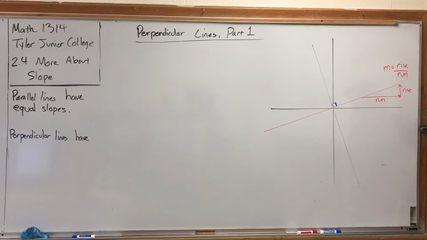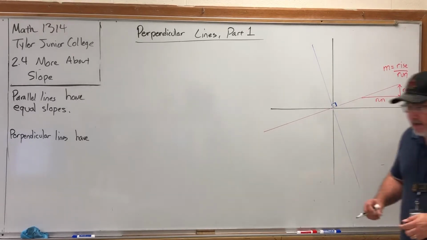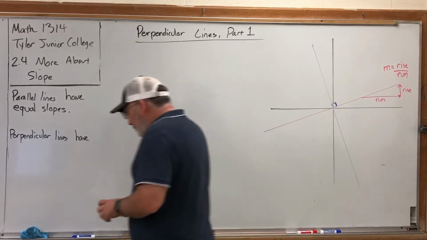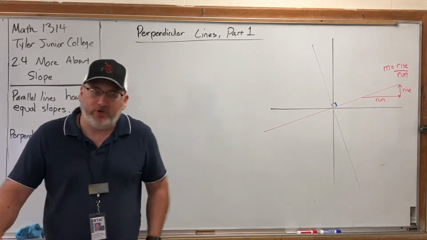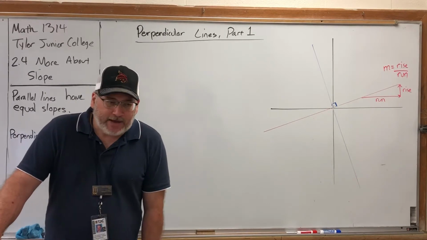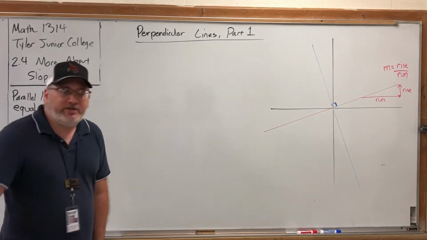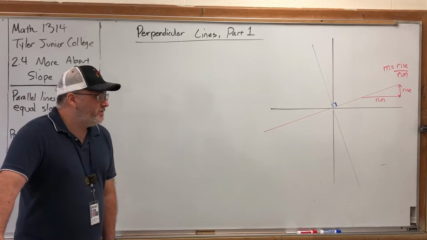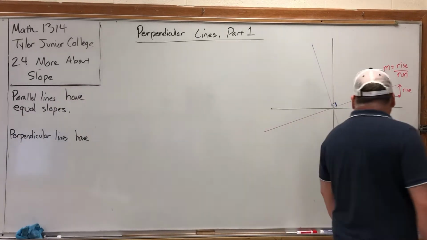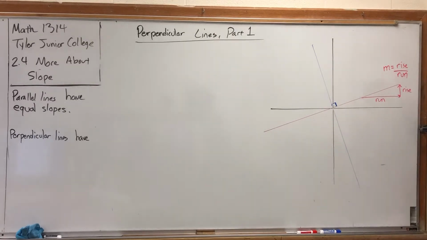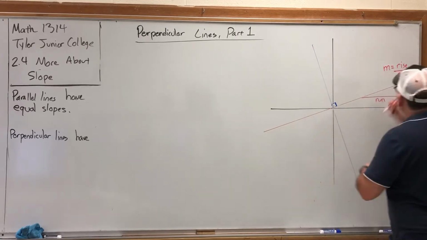So why do perpendicular lines get special mention as opposed to just intersecting lines in general? Because perpendicular lines have a special relationship between their slopes. Now, I could just tell you this is what it is, but that's no fun. So let's see if we can figure it out. On the board here, I have a generic red line drawn with a generic run and rise used to calculate the slope. Slope equals rise over run.